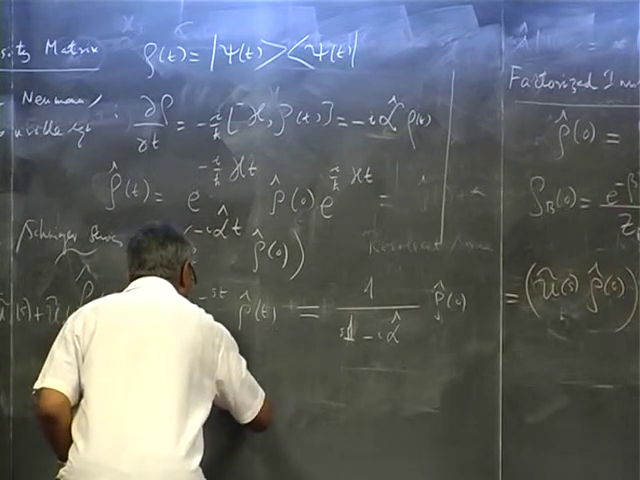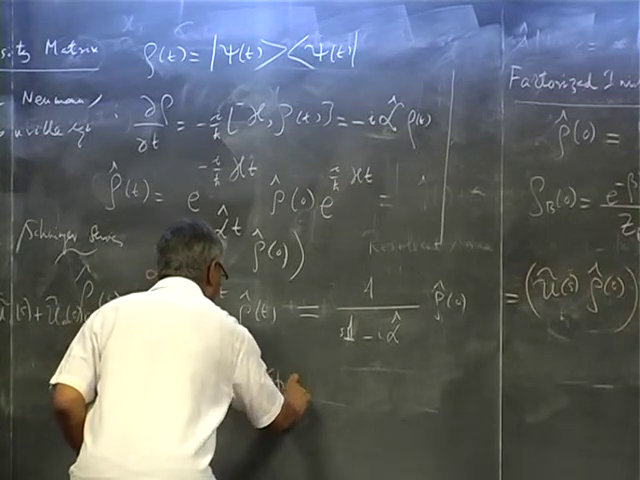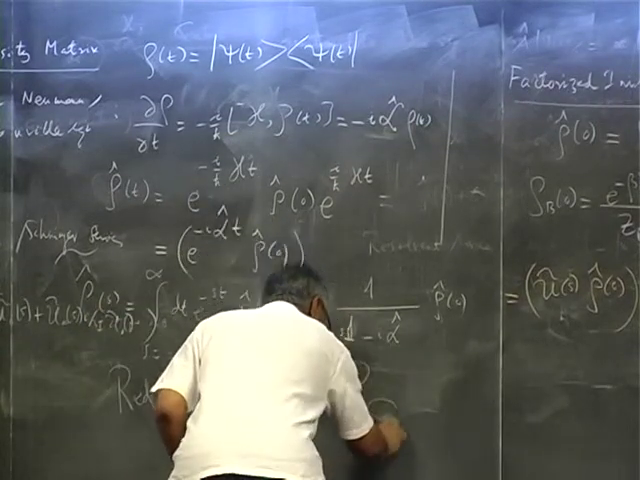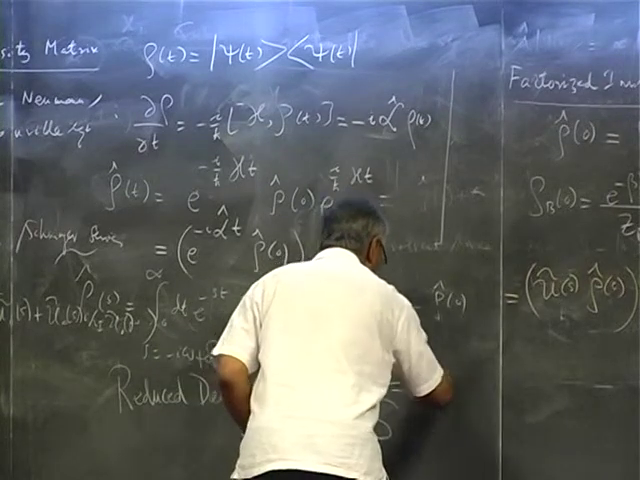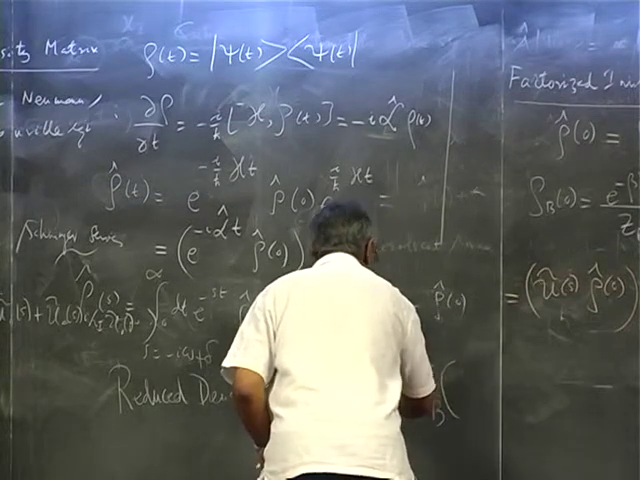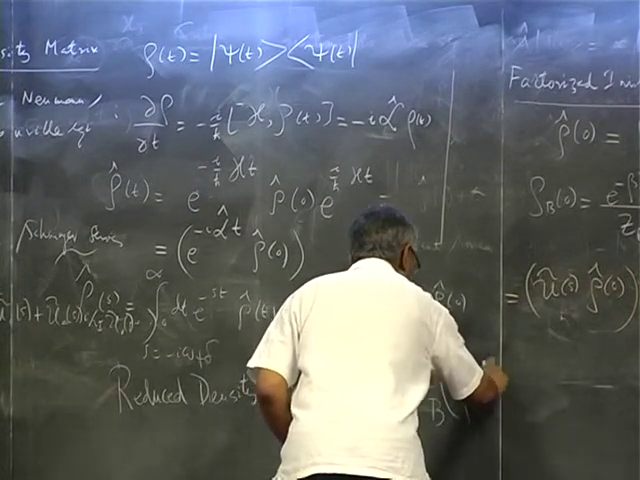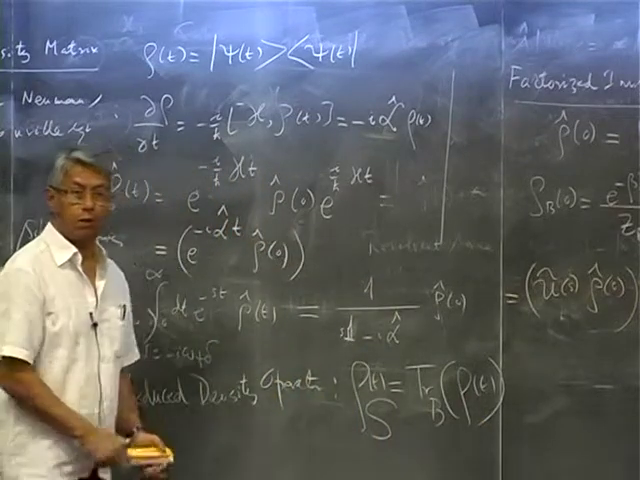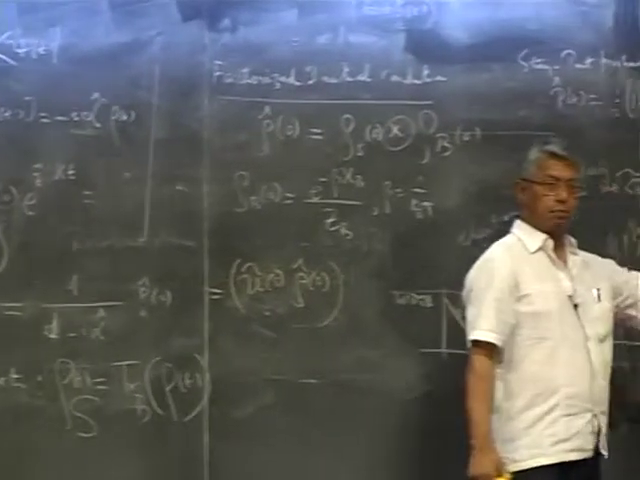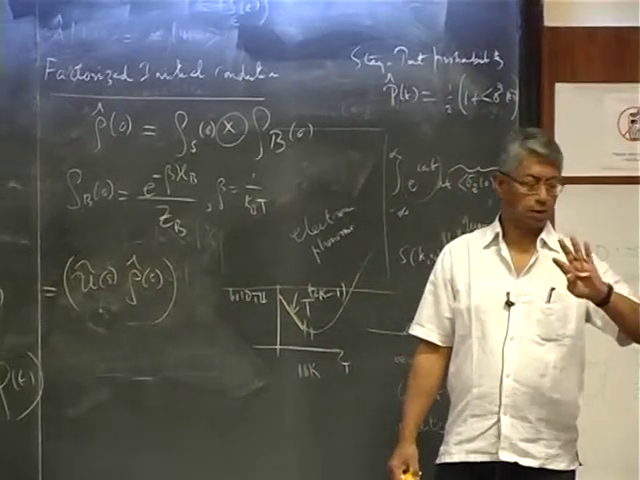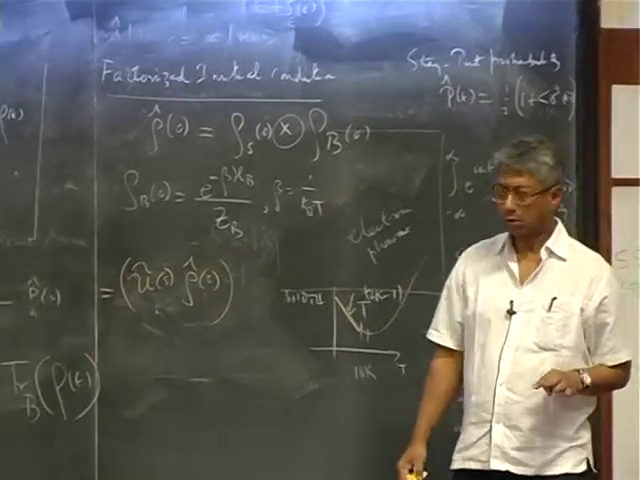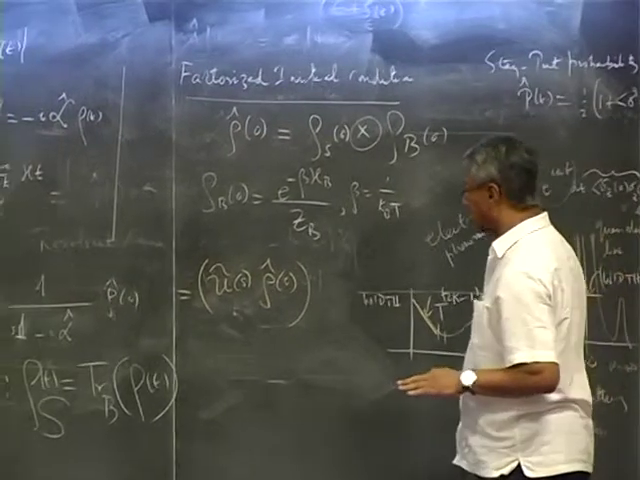A reduced density operator is a density operator for your system alone, rho capital S, which is obtained by partially tracing over only the bath variables of full rho of t. You follow? Now this is not a full trace that you would need to calculate expectation values, but this is only a partial tracing over the bath degrees of freedom. Okay? So this is called the reduced density operator.